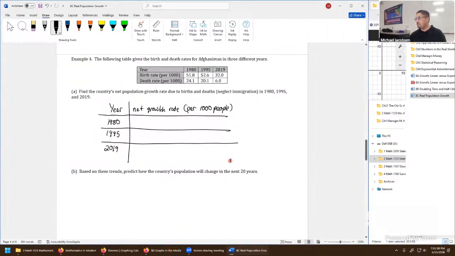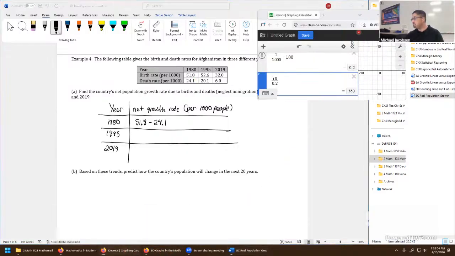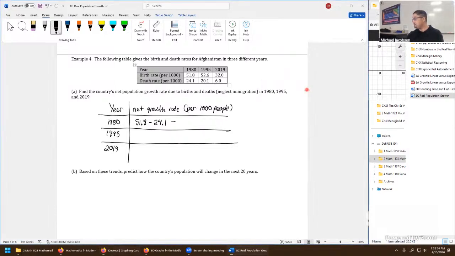So now from this on out, here's what's going on with Afghanistan. Very different place from the USA. Their birth rate per 1,000 people in 1980 is 51.8 people, many times greater than the USA. Their death rate was tragically very, very high as well, 24.1. So that's our first computation. So take 51.8 minus 24.1, and we get a net growth rate of 27.7.